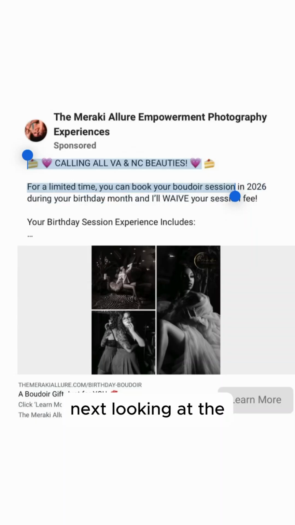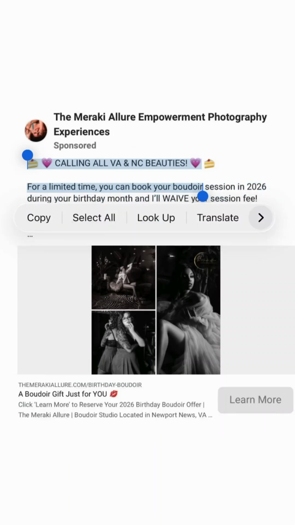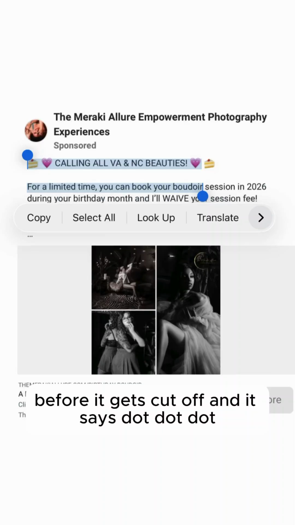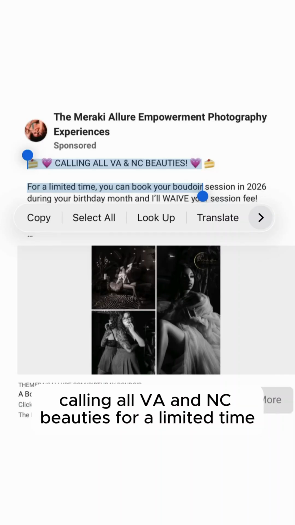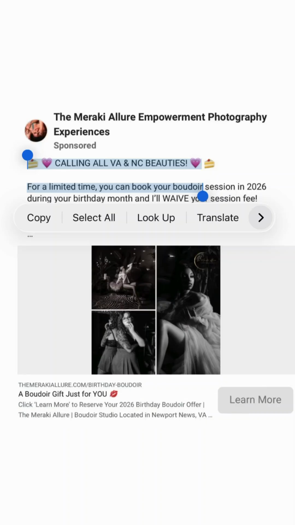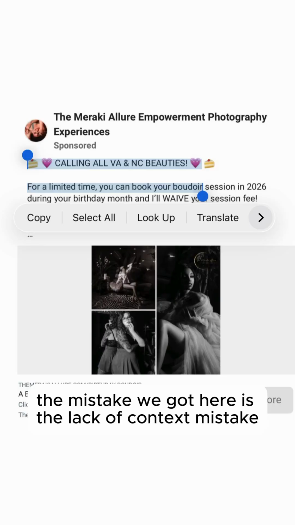Next, looking at the see more headline, first 2 3/4 lines on the Facebook mobile news feed before it gets cut off, and it says ...see more at the last quarter of line 3. Calling all VA and NC beauties. For a limited time, you can book your boudoir. All right, so we got only one point of relevant context here. So the mistake we got here is the lack of context mistake.